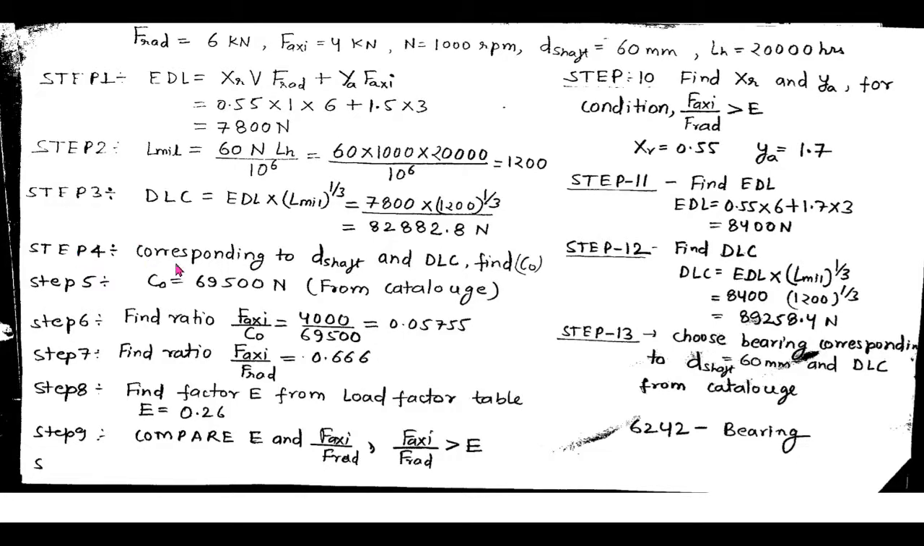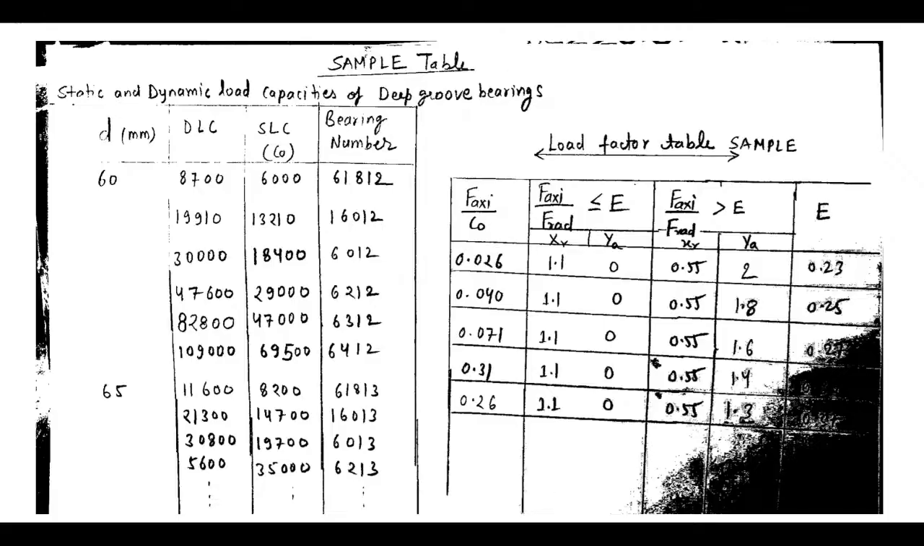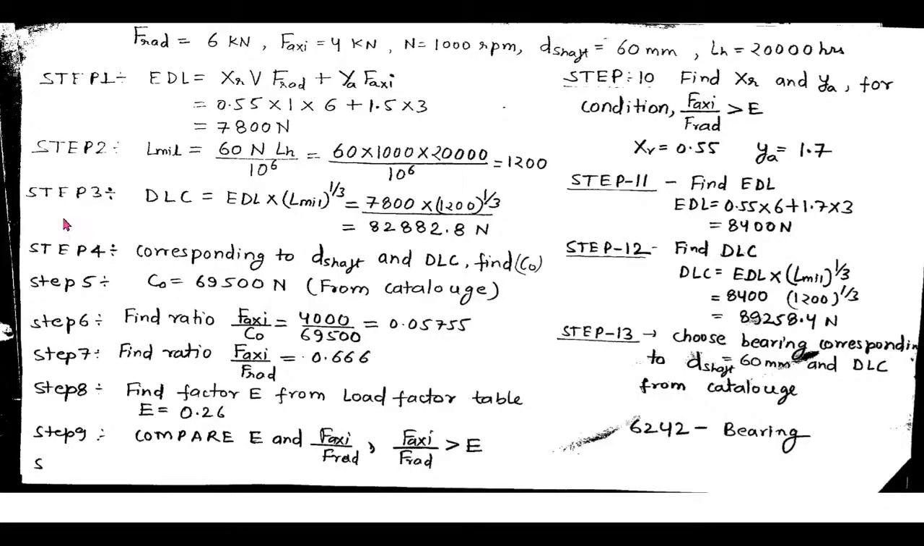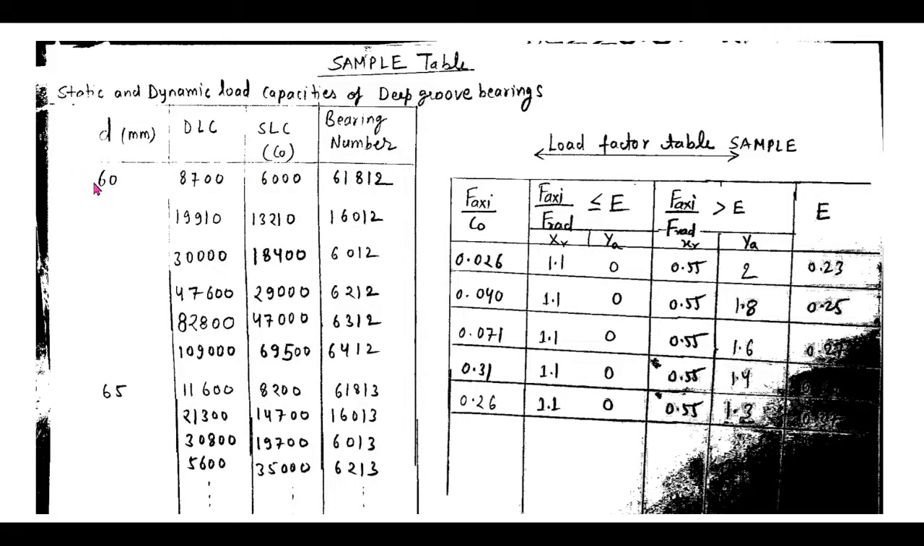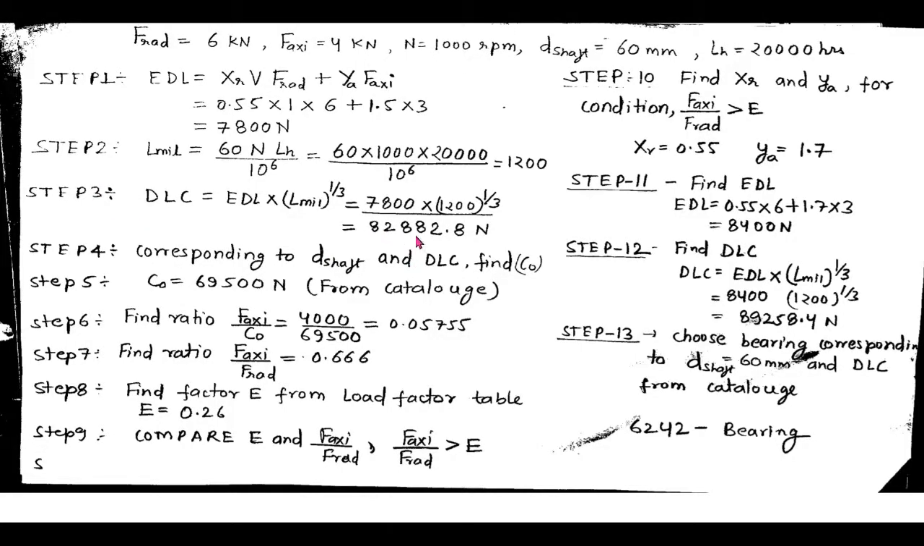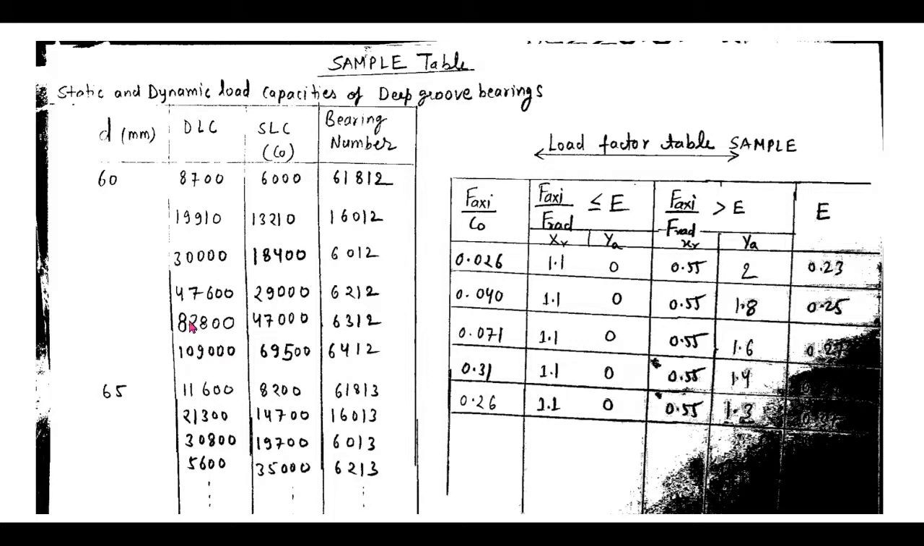Now we will see step number 4. In step number 4, corresponding to the diameter of the shaft and the dynamic load capacity calculated in step number 3, we will look for the static load capacity. Let's see how. We have calculated that the dynamic load capacity is 82882.8 Newton. The diameter of the shaft is 60 mm. So for the shaft diameter 60 mm and dynamic load capacity 82882.8 Newton, it will lie somewhere in between this value and this value. So we will take the higher value, that is 109000 as the dynamic load capacity, and corresponding to this we will select the static load capacity as 69500. So note it down, C naught is equal to 69500.